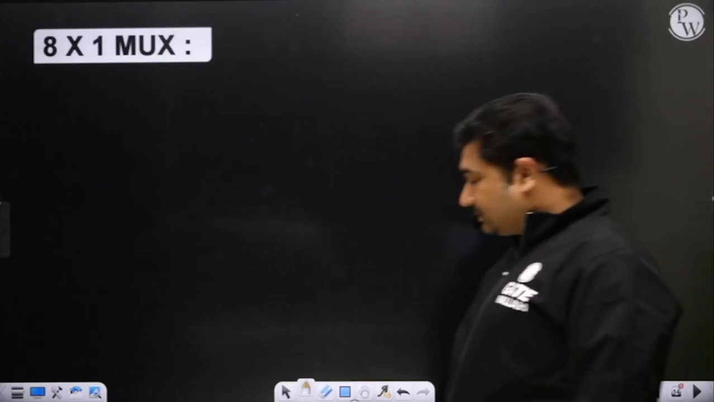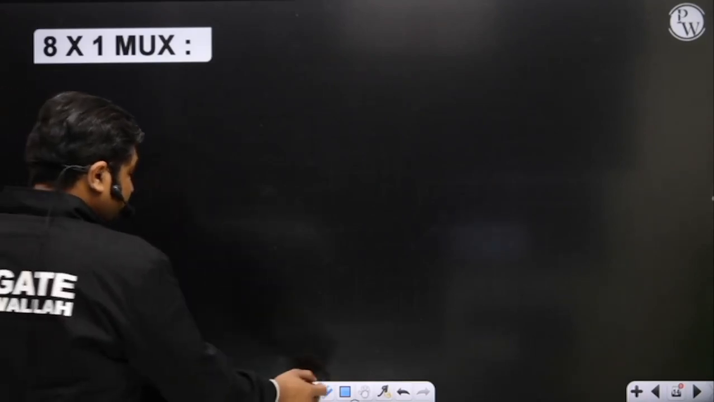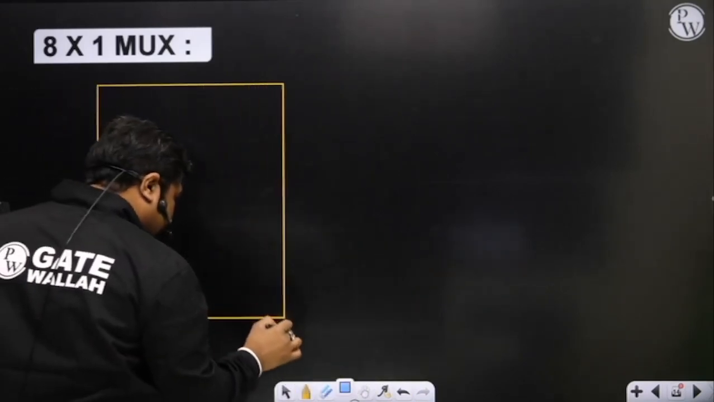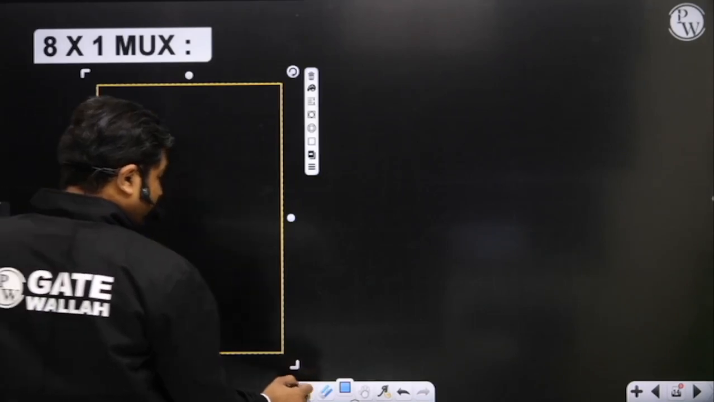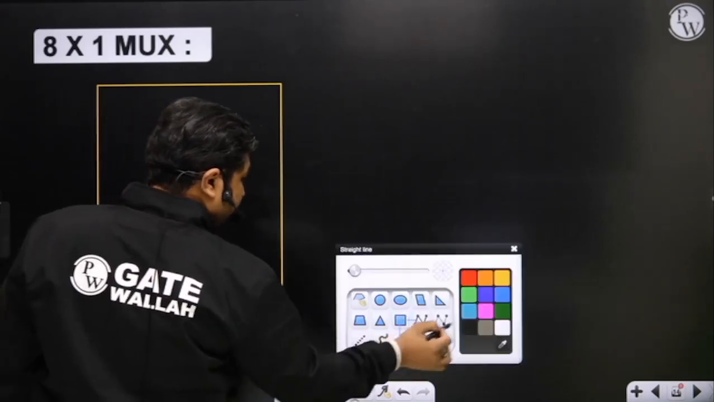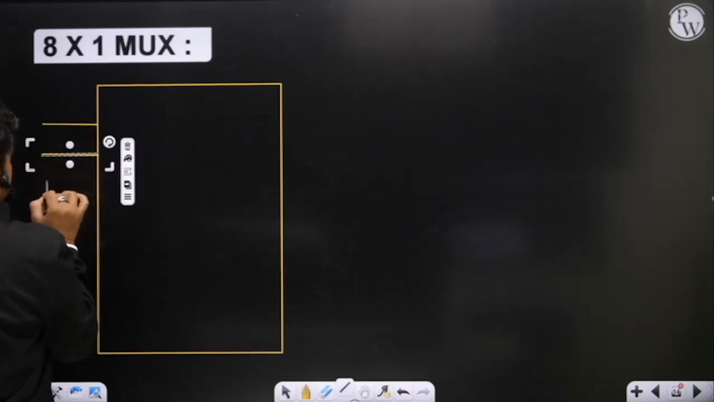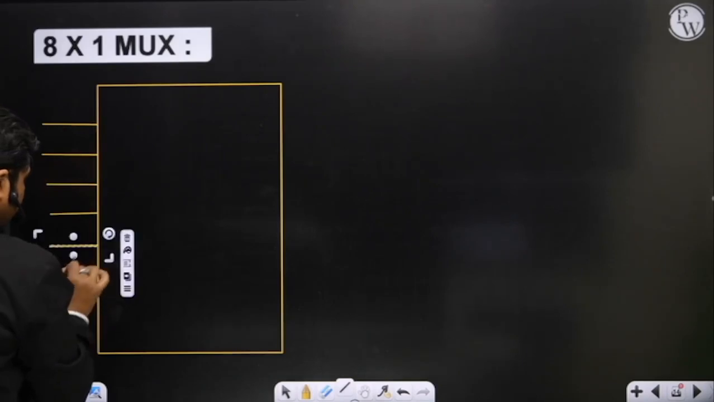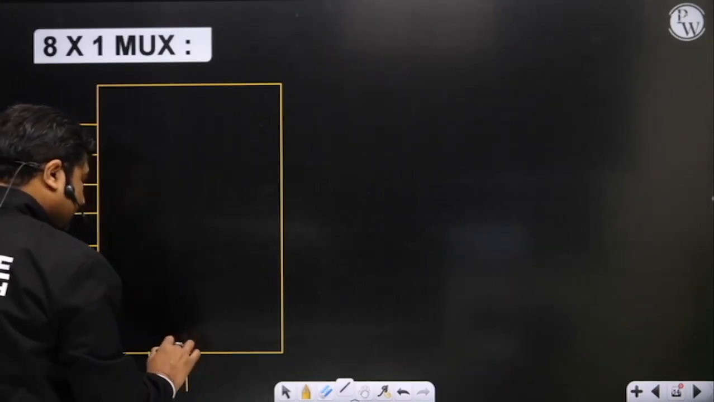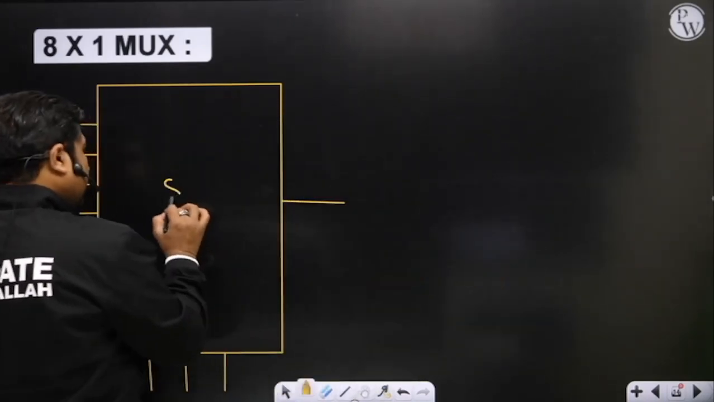Now, please observe the 8 cross 1 multiplexer. How to design an 8 cross 1 multiplexer? Sir, we know how to represent it. There must be 8 different input lines: 1, 2, 3, 4, 5, 6, 7, 8. How many select lines? Sir, 3. We know that M is equal to 2 to the power N. So this is your 8 cross 1 mux.